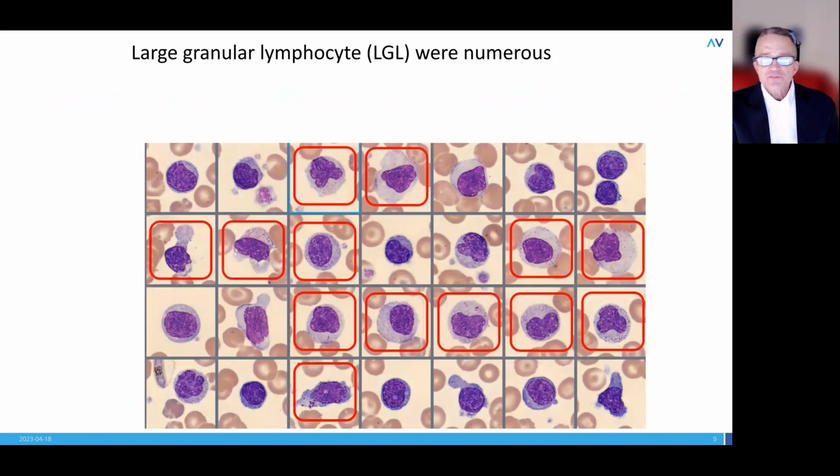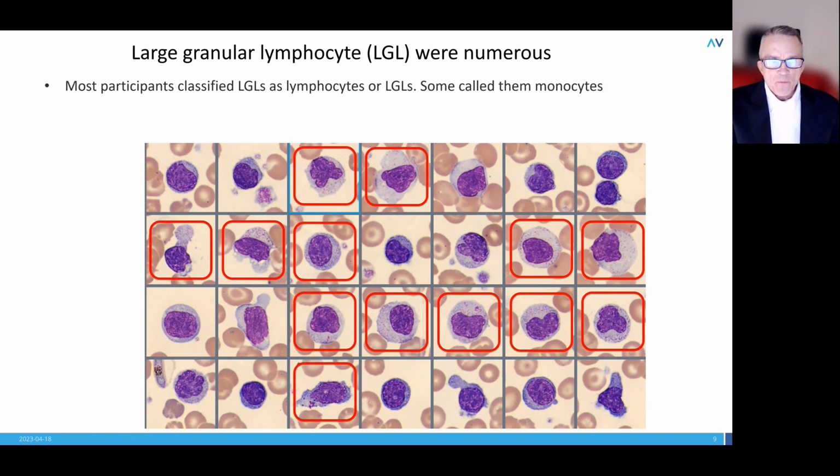So our patient, these are the lymphocytes present in the patient. In our case, there were a significant number of large granular lymphocytes, and they're circled in red boxes. We'll describe them in just a moment, but you can see here that it stood out to me as being an increase. But what is an increase? Well, as I mentioned before, most participants classified LGLs as lymphocytes. Second most common was LGL, but some classified these cells as monocytes. So you want to go over that issue.